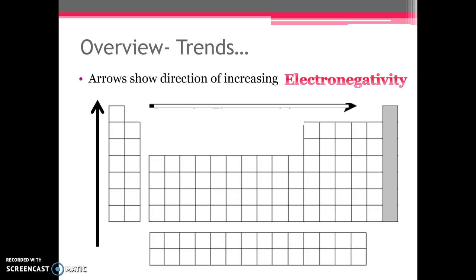For electronegativity, we don't include the noble gases because they will not attract electrons and they're not going to bond with anything. So the highest electronegativity is going to be fluorine.